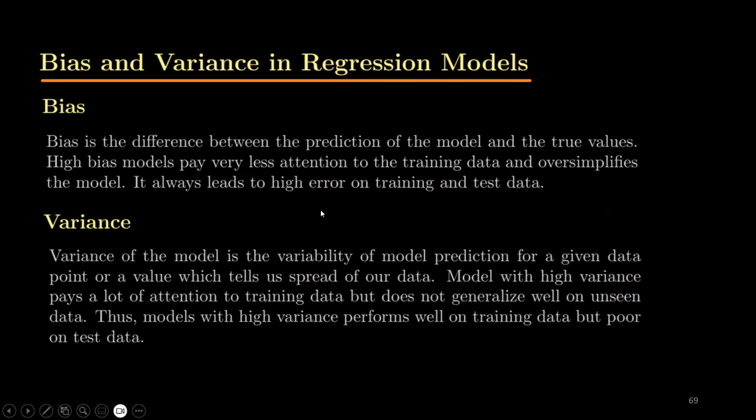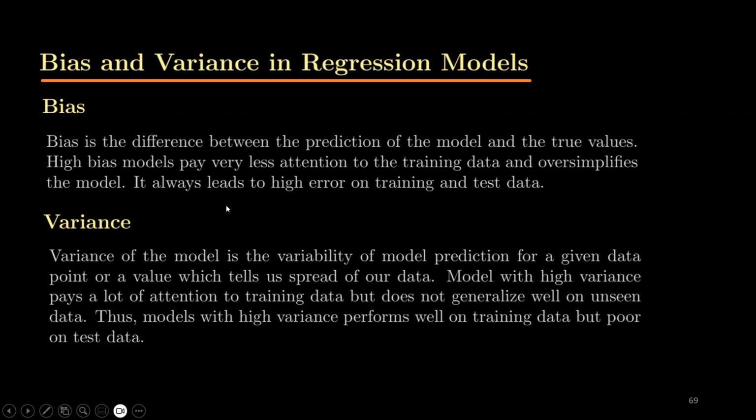So what is bias and what is variance? What are the definitions of these two quantities? Bias is the difference between the prediction of the model and the true value. So basically bias is the error. If we see the first line, it is telling us that it is the difference between the predicted value and the true value. High bias models pay very little attention to the training data and oversimplify the model.